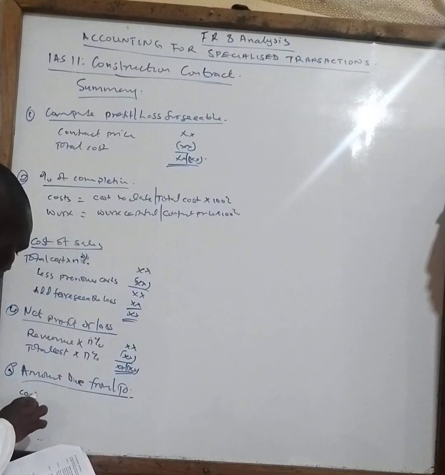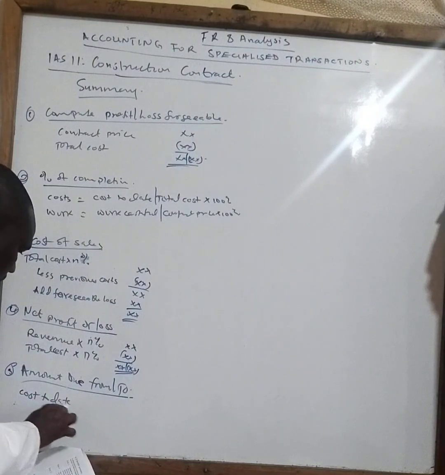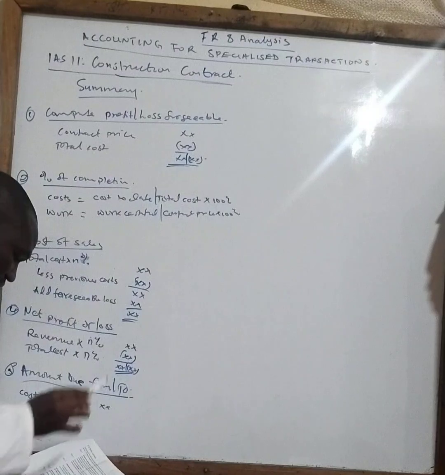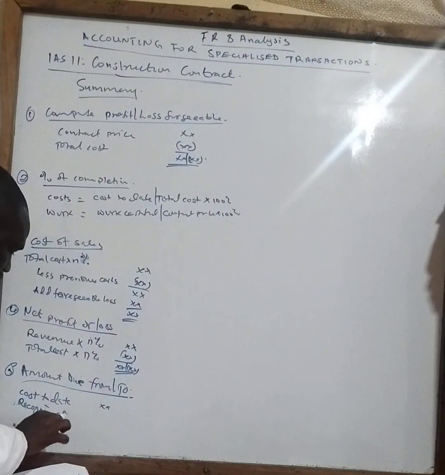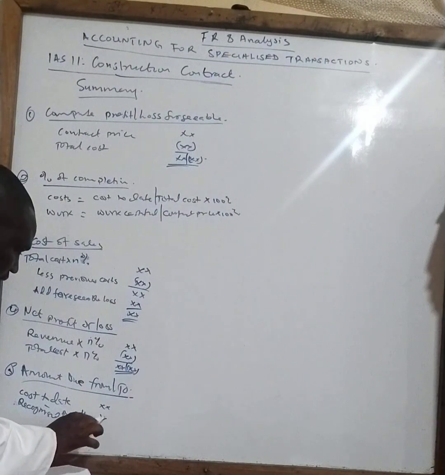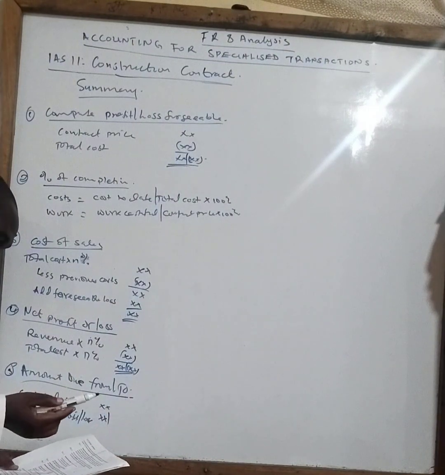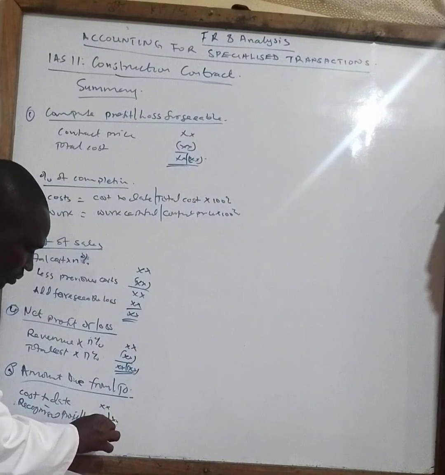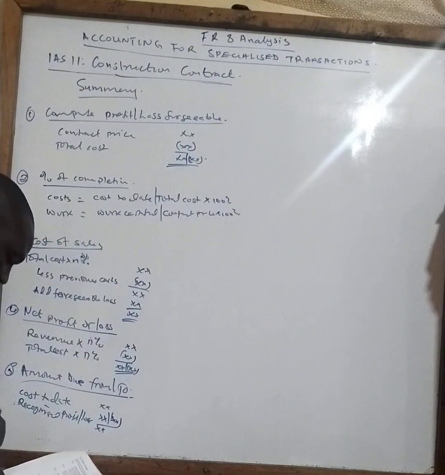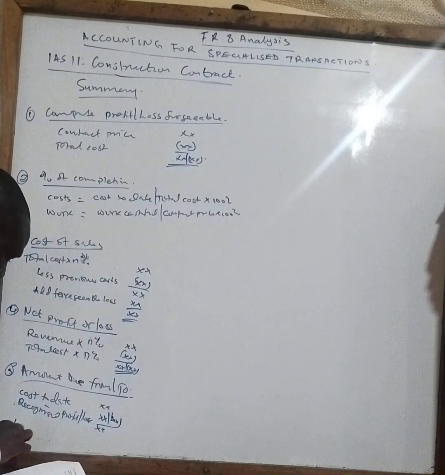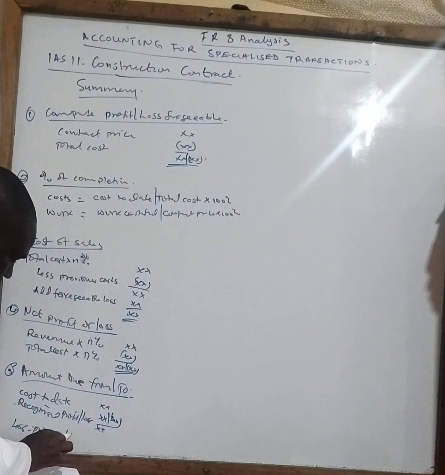So you say now cost to date, correct? Then after that, you now say add recognized profit, less loss. A profit you add, correct? If it is a loss, you subtract. Then immediately after that, you now less your billing, less progress billing.